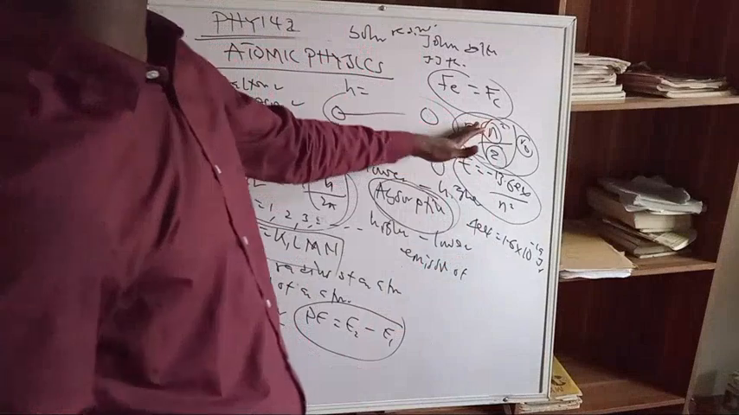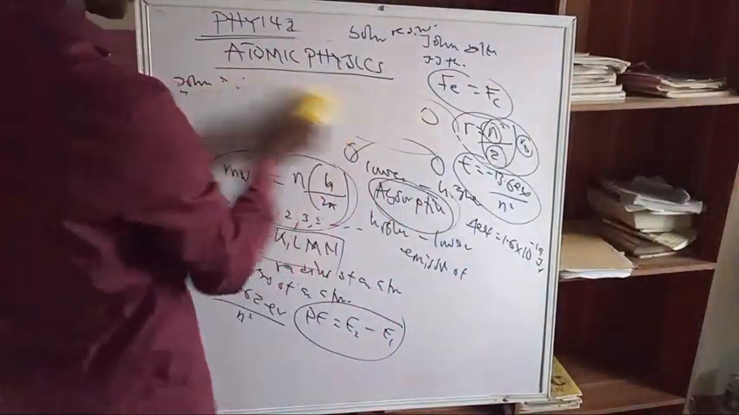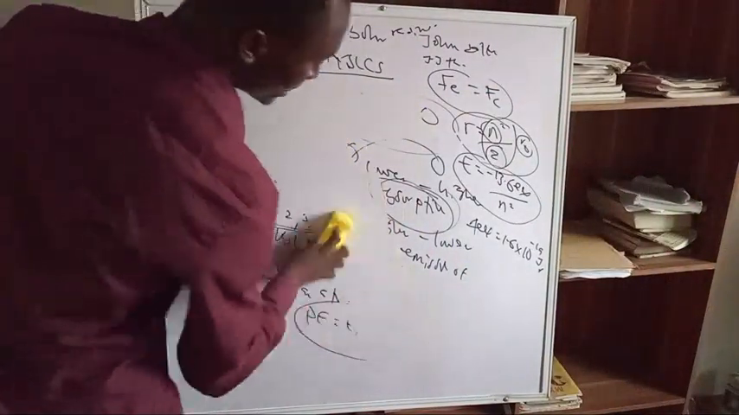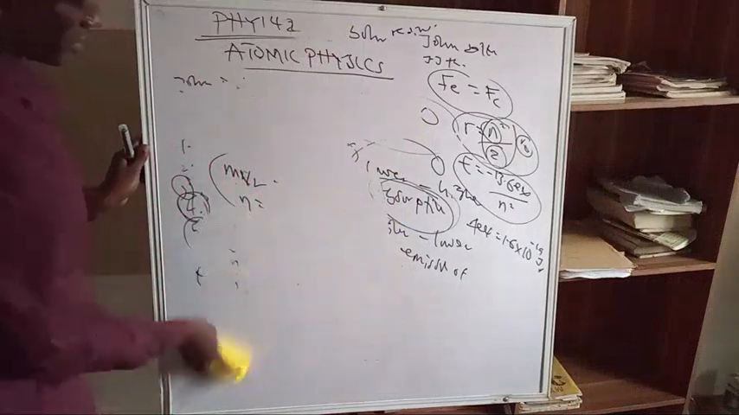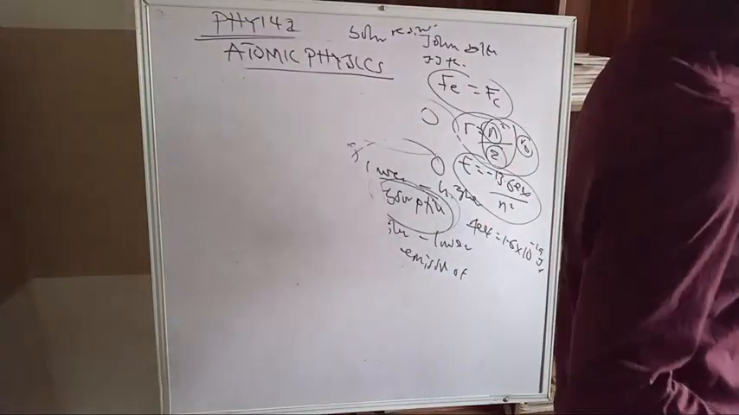Okay, so this one is for radius, while this one is for energy. So now let's look at how we can apply those things in a question. If you are to determine the energy or the radius of an atom, how do you calculate for it? So I'll take one question from this end.